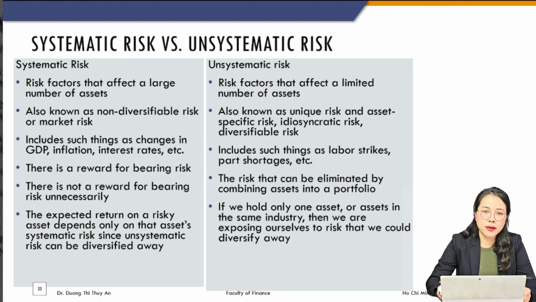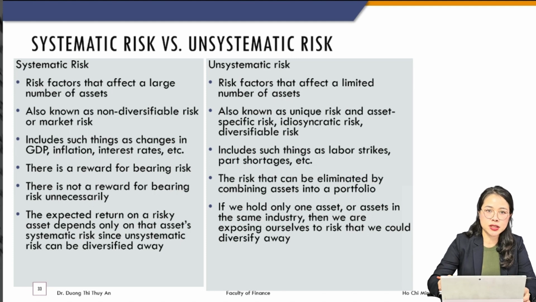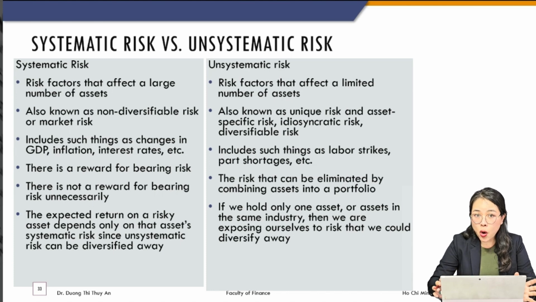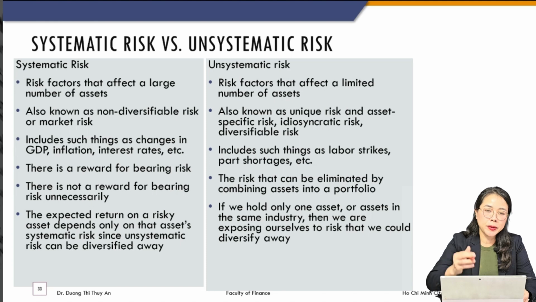For example, what happened to Novaland, which failed to pay back the principal and the coupon of the bond. When that happened, it affected Novaland and related companies like the related banks and securities companies connected to that bond issuance. But it did not affect the whole system. So we call that kind of risk unsystematic risk.